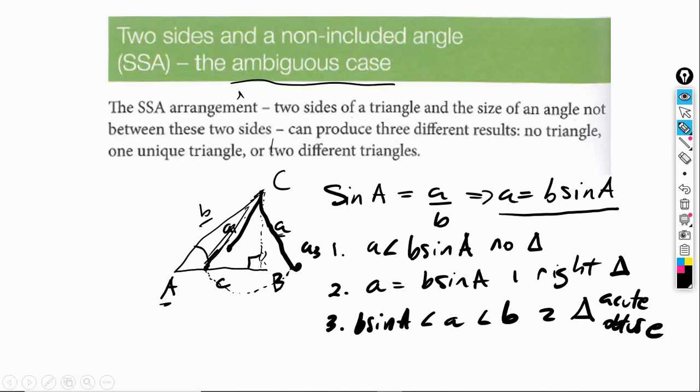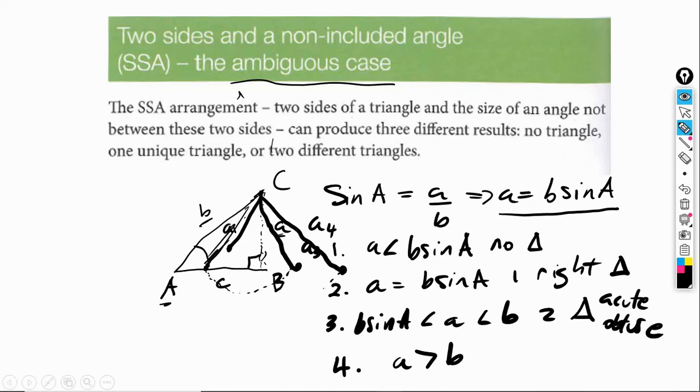And finally, the fourth case would be when a is actually greater than b. So if a were greater than b, that means that if we swing it out here, it would be even longer than before. And this is case 4, so let's call it a4. So this one would only possibly form one triangle.